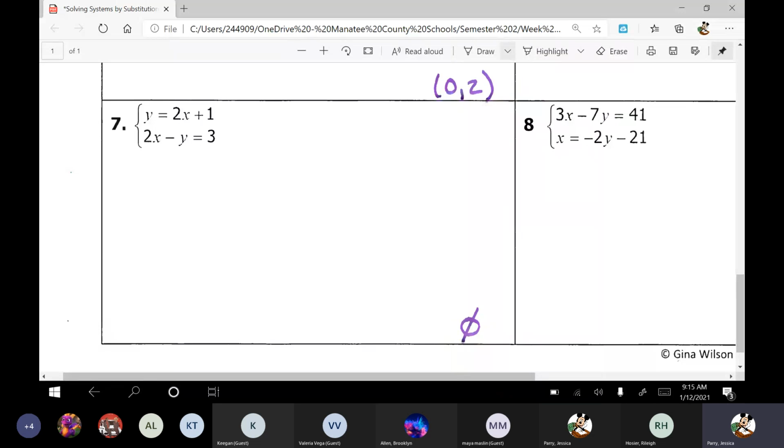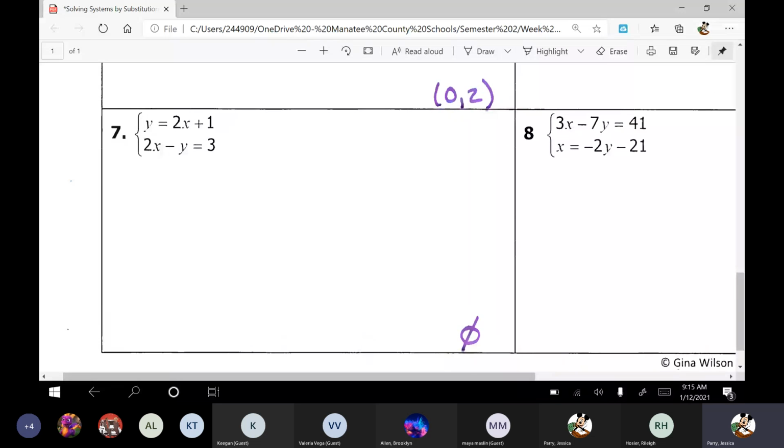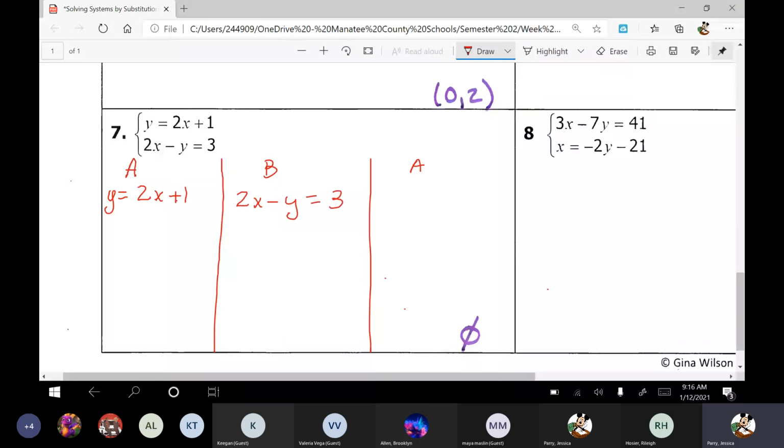Next one we're doing together is number 7. So I have A, B, A. Organize my paper so it's ready to go, keeping it nice and organized. So our A equation is the one that says x equals or y equals, and for this one, that's our first one. So y equals 2x plus 1. Our B equation is the other one, 2x minus y equals 3. And then I'm going to rewrite my A equation one more time. y equals 2x plus 1.